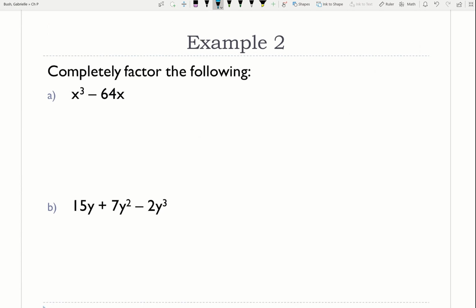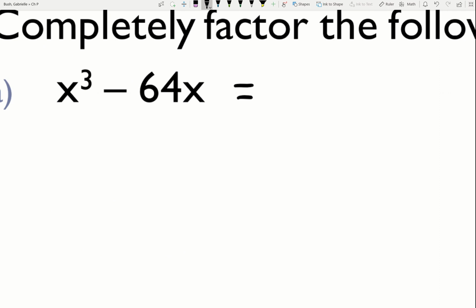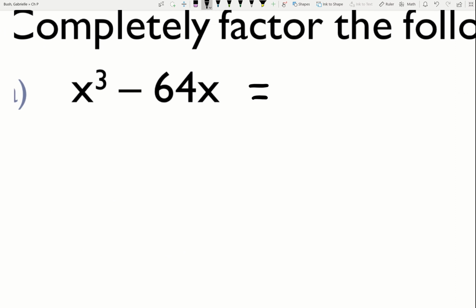Factoring completely, right? So these might be some problems where we do one step to factor, but then we look at our leftovers and realize that we have more to do, okay? So as an example of that, let's take a look at this part A here. We have a binomial, x cubed minus 64x.